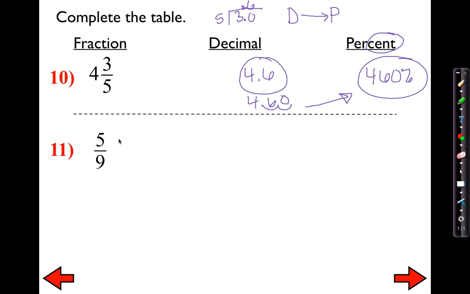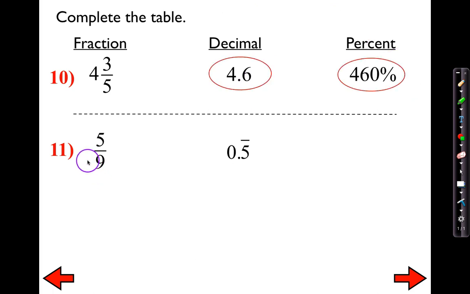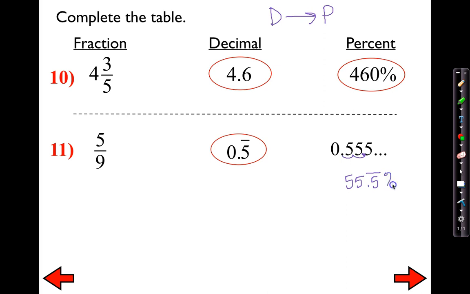Now, what about number 11? Here, you will have to divide 5 by 9. You should end up with 0.5 repeating on the 5. Now, what about a percent? Well, first thing that I would do is write a couple more 5s to see what it would look like. And then I would move the decimal place in which direction? From a decimal to a percent, I'm going to be moving to the right. So I'm going to move it once, twice, and I should end up with 55.5 repeating on the 5%. Just like so.